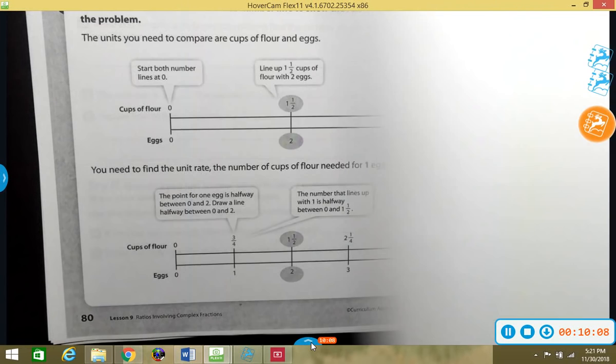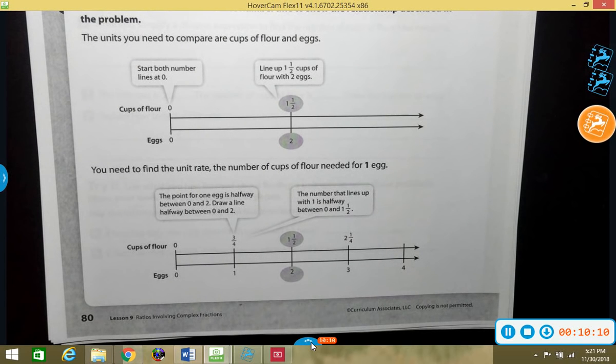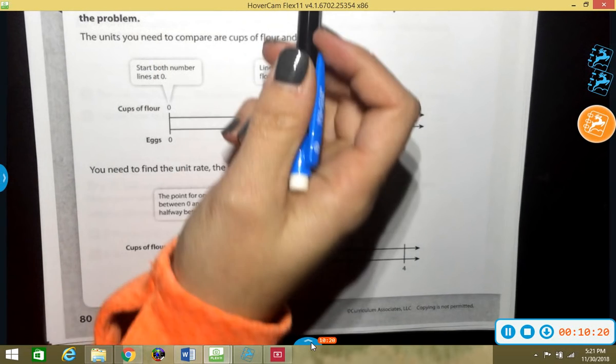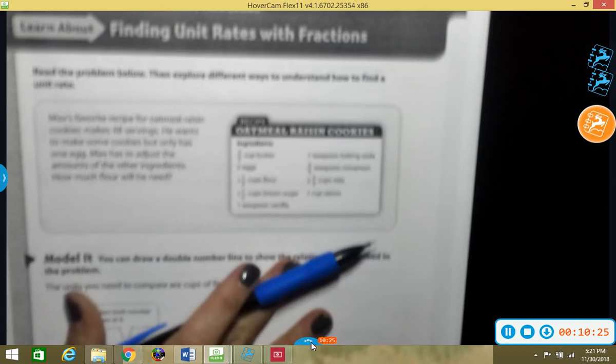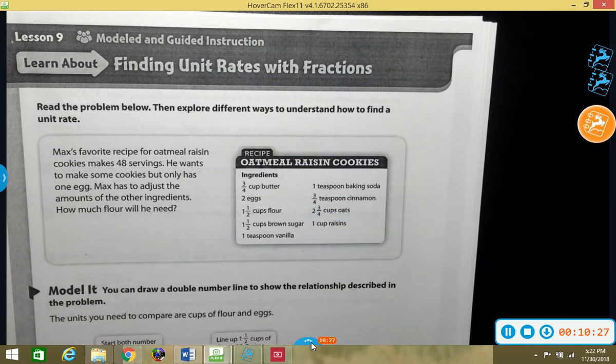All right, go ahead and turn to page 80. This is some real-world stuff here. It says, read the problem below, then explore different ways to understand how to find a unit rate. Let's get this focused. All right. Max's favorite recipe for oatmeal raisin cookies makes 48 servings. He wants to make some cookies, but only has 1 egg. Max has to adjust the amounts of the other ingredients. How much flour will he need?